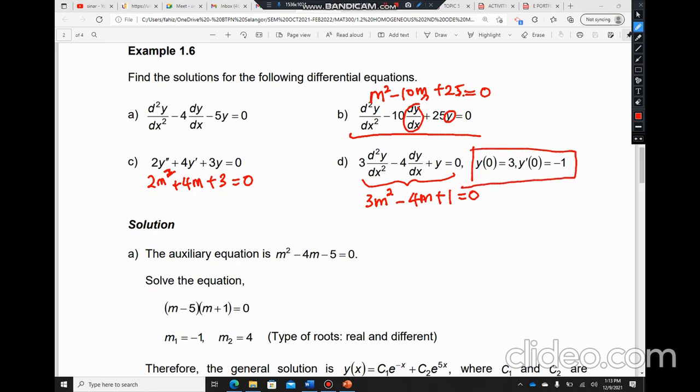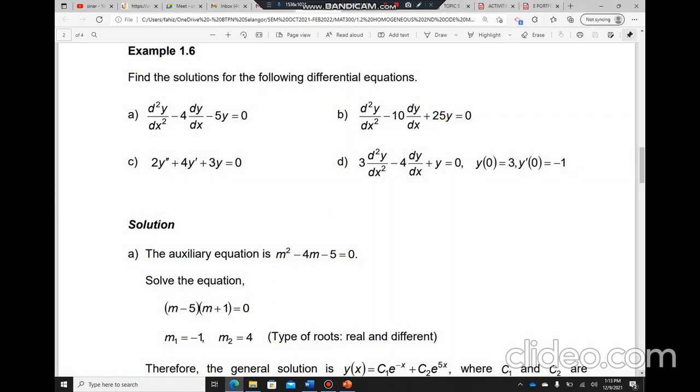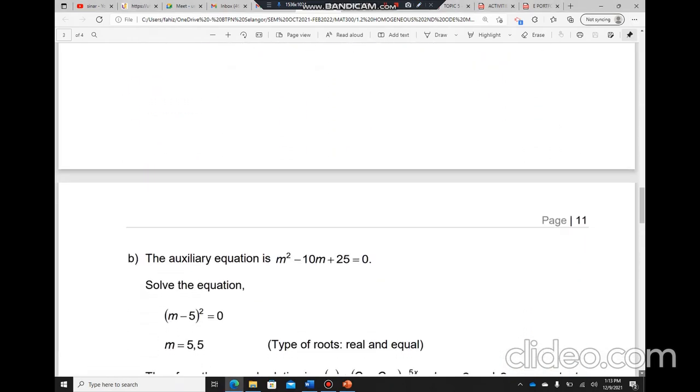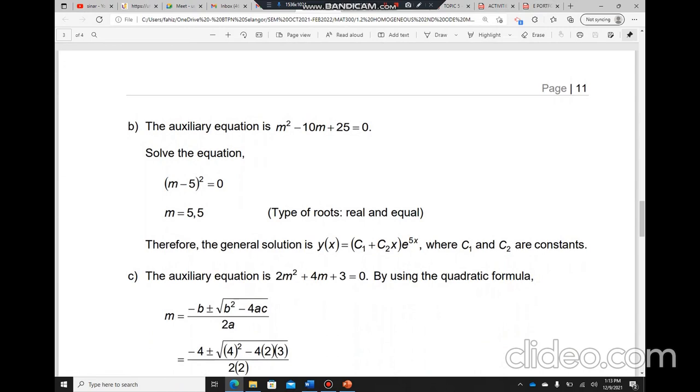Okay, so kita tengok yang B, macam mana kita solvekan. Okay, sama juga untuk B. Okay, m square minus 10m plus 25 and then you factorize, you get the value of m which are 5 and 5. So yang ni type of roots real and equal. So bila real and equal, awak refer table, dia dapat macam ni. So just ganti m je lah kat sini. m equals to 5. So y equals to (C1 plus C2 x) e^(5x), where C1 and C2 are constants.